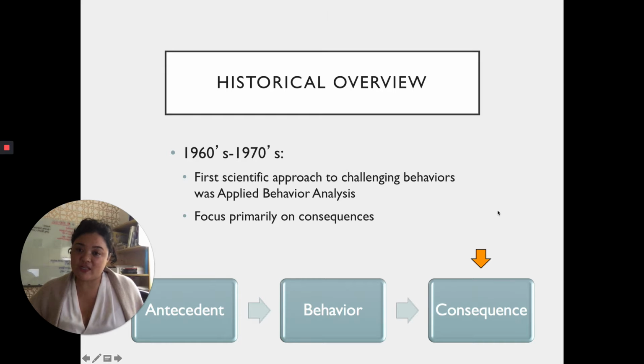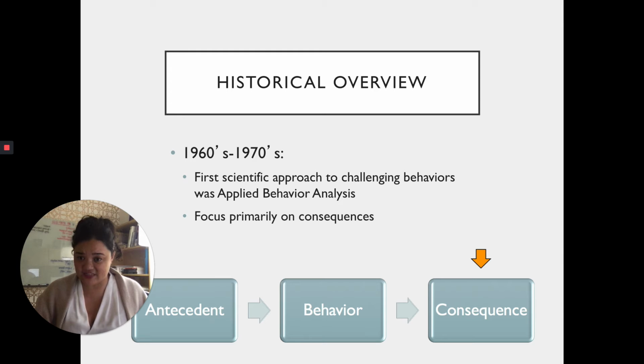Okay, so I want to give just a little bit of background or context about challenging behaviors and how our approach to addressing challenging behaviors has changed over time. So in the 1960s and 70s is when applied behavior analysis really started to gain some momentum and some popularity. But in its initial stages, most of applied behavior analysts' focus was on the consequences.